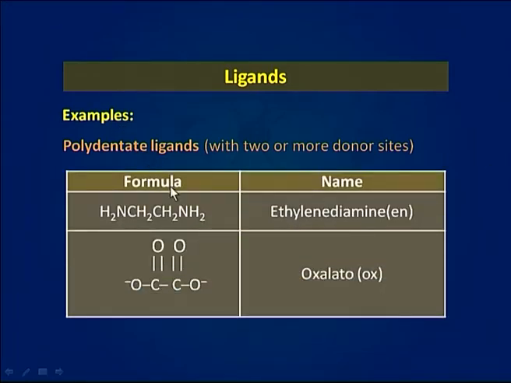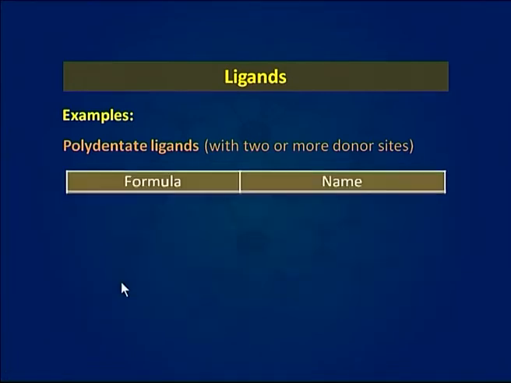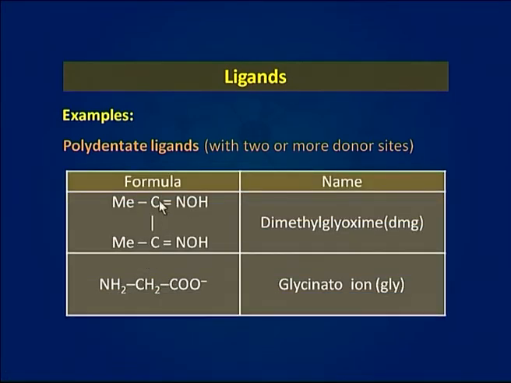Here you can see the examples of polydentate ligands. These two are bidentate ligands. Here it is ethylene diamine with 2 donor sites, oxalato with 2 donor sites, dimethyl glyoxime, again a bidentate ligand, glycinato, 1 donor site at oxygen and 1 donor site at nitrogen.